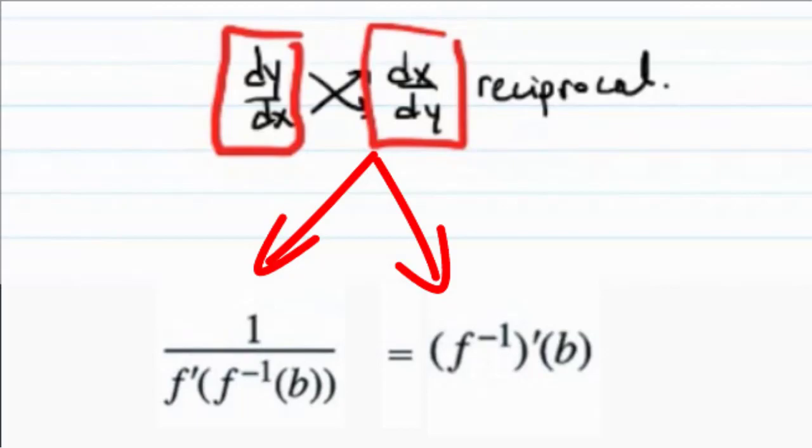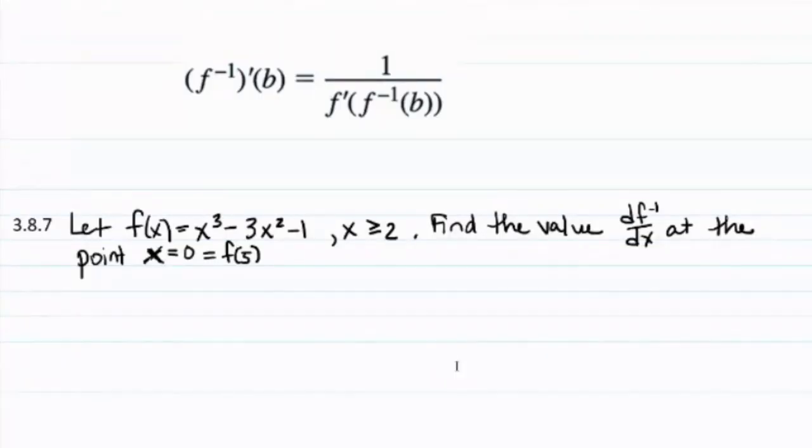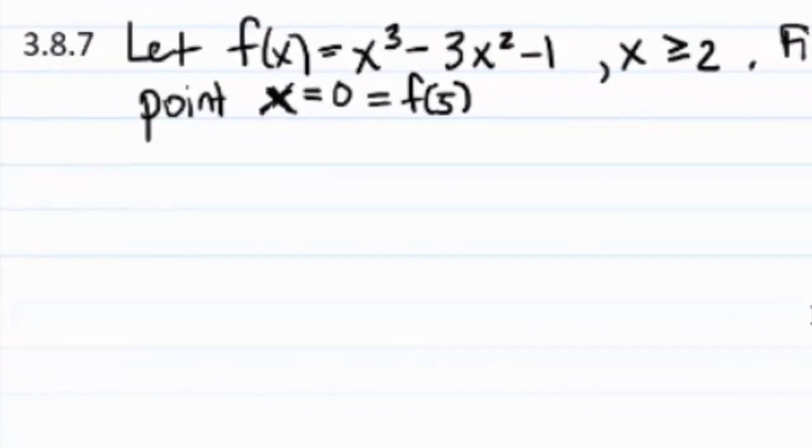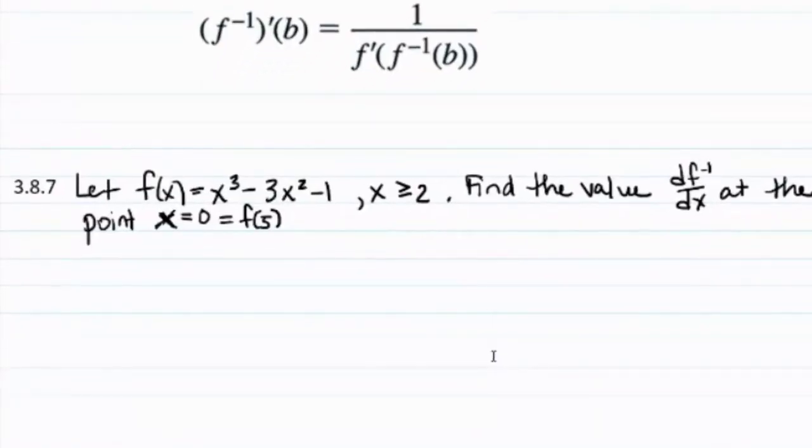So for example, suppose that we have the function f(x) = x^3 - 3x^2 - 1, and it's on the restricted domain for x greater than or equal to 2. We want the derivative of the inverse at a point, but we don't have the inverse. It would be very difficult to actually find the inverse of this function, right?